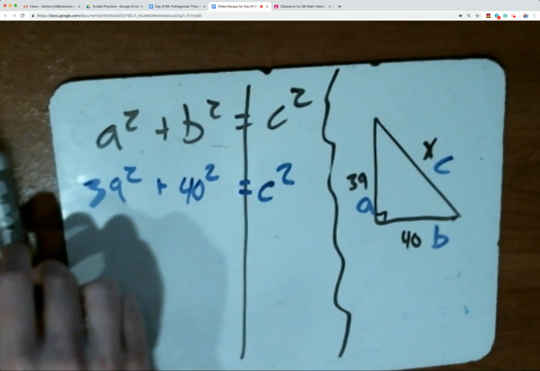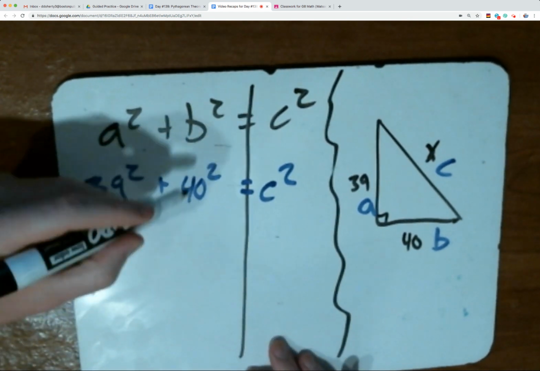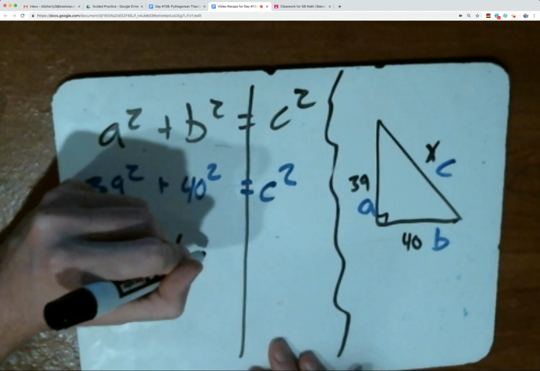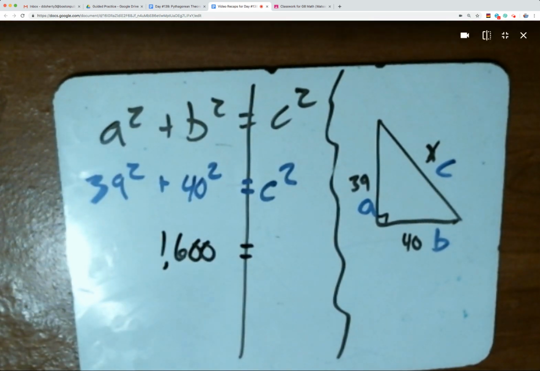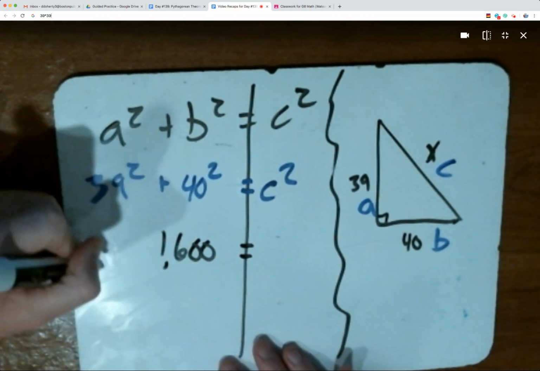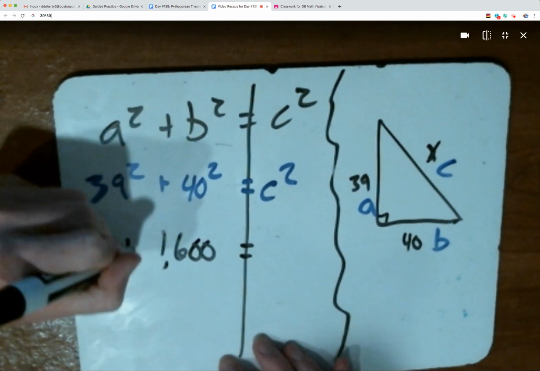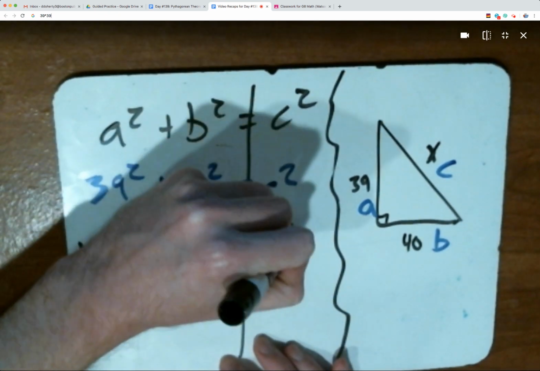At this point, you could be using a calculator. 40 times 40, if you know 4 times 4 is 16, then 40 times 40 you'll realize is 1600. And for 39 times 39, that's 1521. Plus 1600, that has to be c squared.